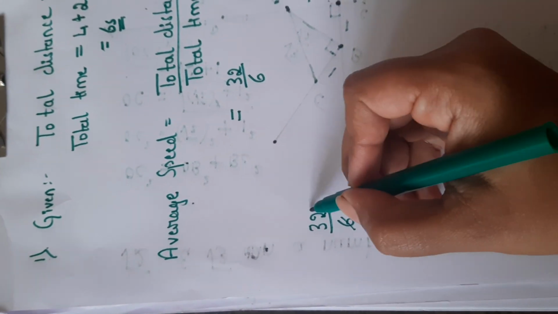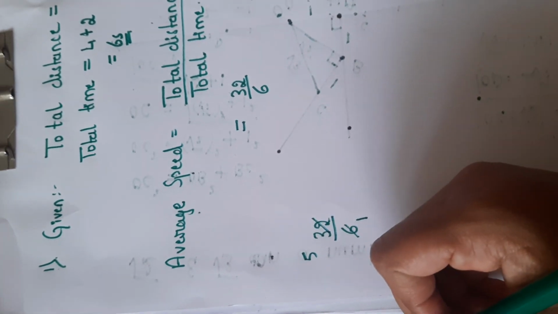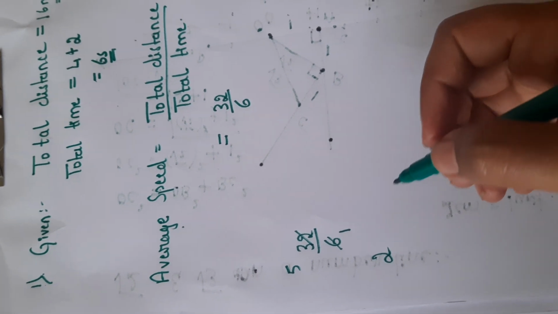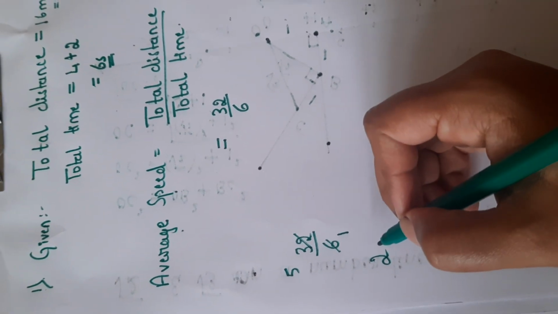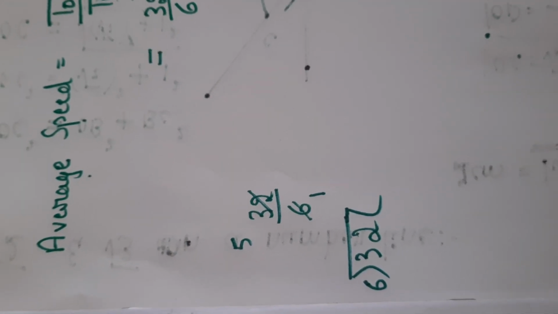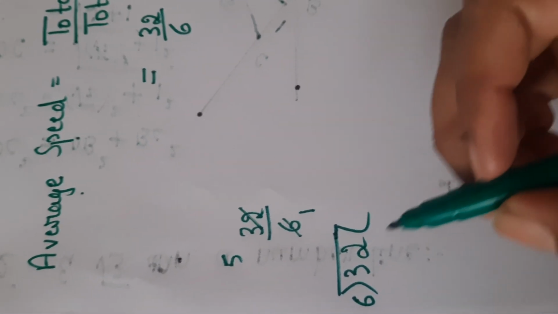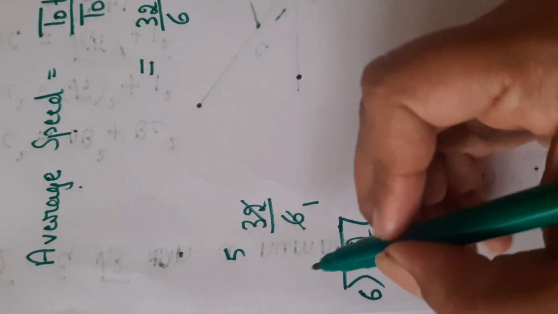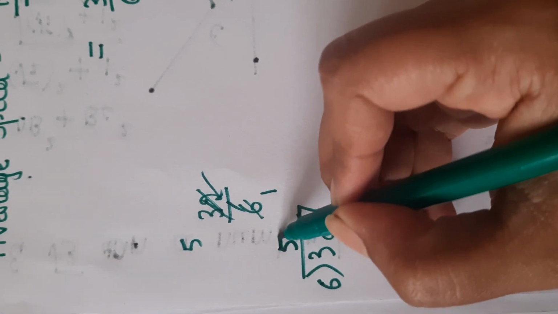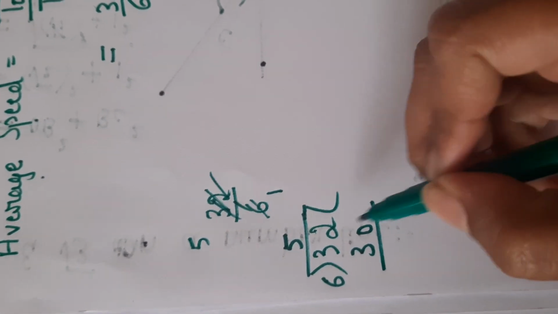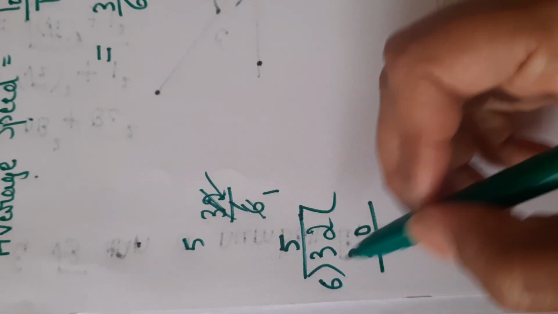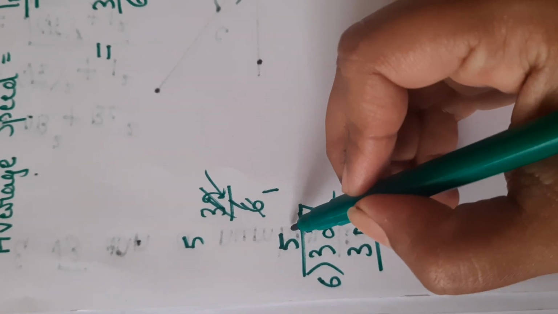See, 6 fives are 30. What is remaining? 2 is remaining. I will go with actual division, children. Some may get confused. Let me do this way. 6 fives are 30. 32 minus 30. Remainder is 2. Now 2 cannot be divided by 6. So what will you do?